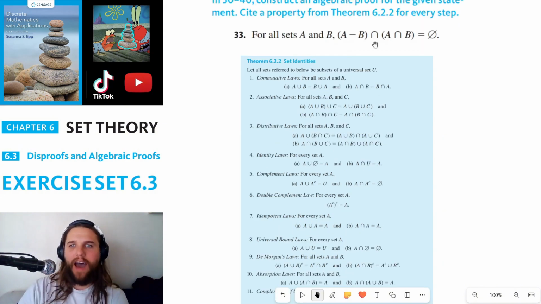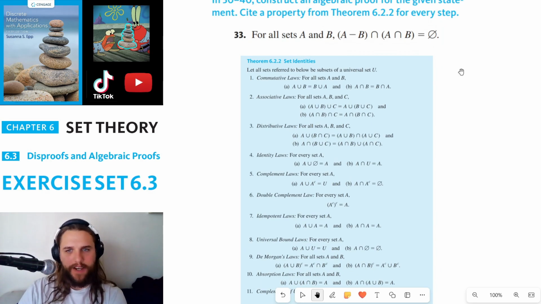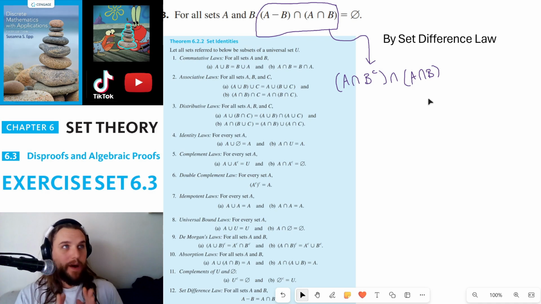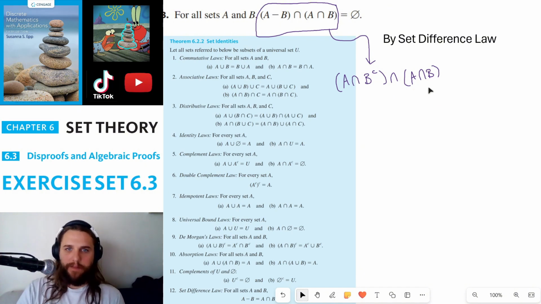Now we have to think about how to deconstruct this left-hand side so that it equals the right-hand side. And I think the first thing we should focus on is that set minus. There's a set difference law that tells us that A minus B equals A intersection B complement. Now, each time we simplify this left-hand side, we're going to need some law to justify our simplification. In this case, we're using the set difference law.